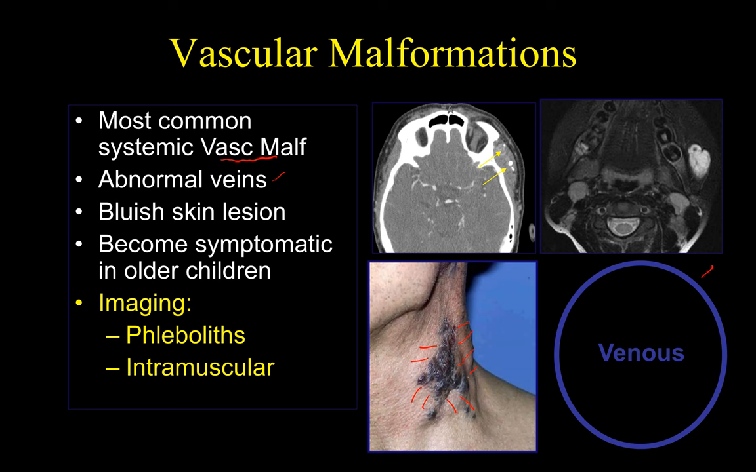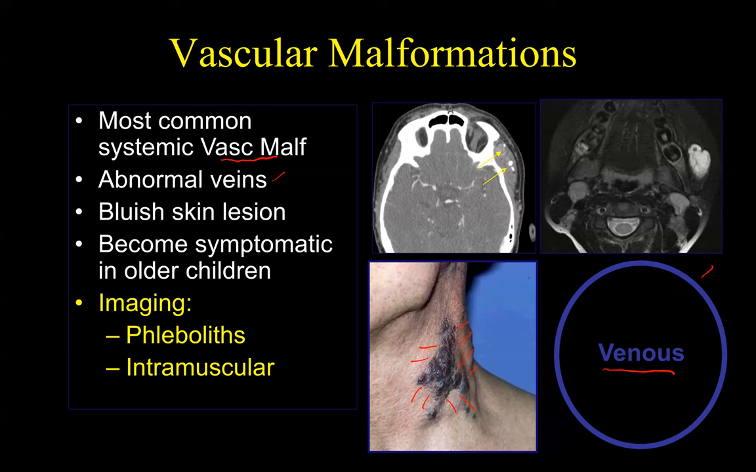So if we see this, what are the imaging findings telling us that we're dealing with a classic venous malformation? Again, this gets really confusing because I go to my meetings and read the textbooks, and I still see the terminology get a little confused. But for me, and what's been reported, the classic venous malformation has to be intramuscular and contain phleboliths. Now, you can have venous malformations that contain phleboliths and are not intramuscular, or venous malformations that are intramuscular and do not contain phleboliths.